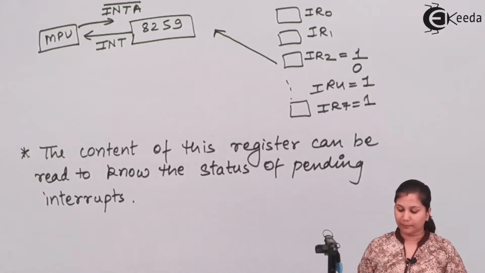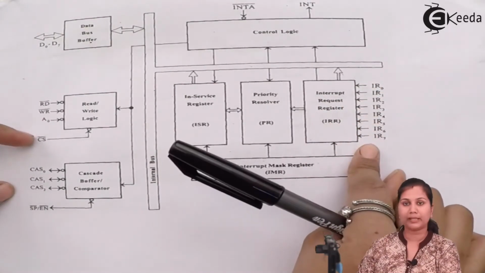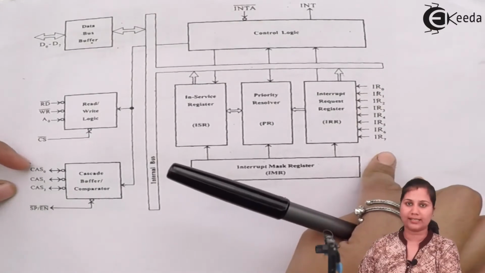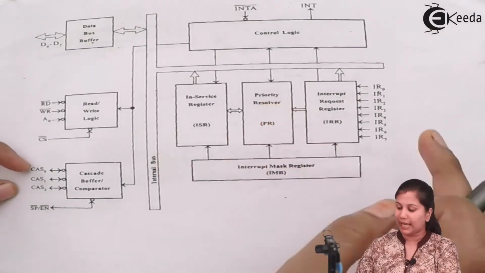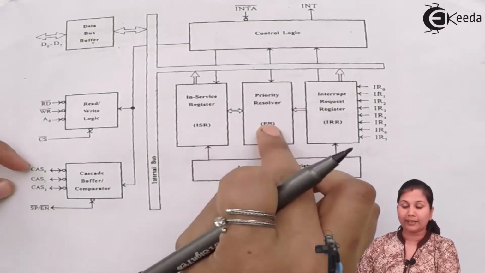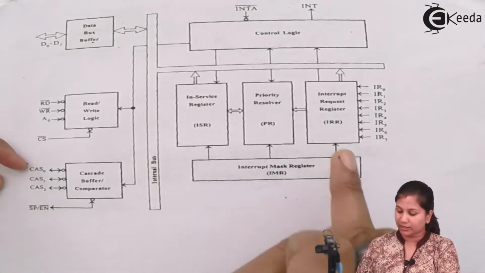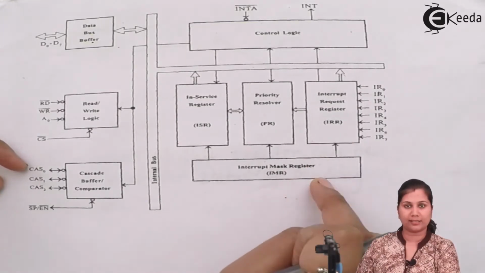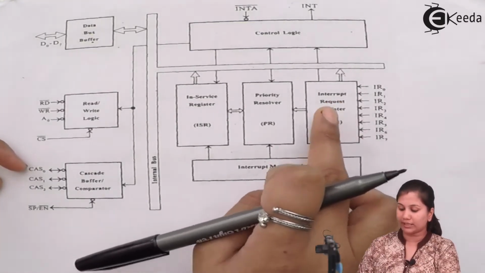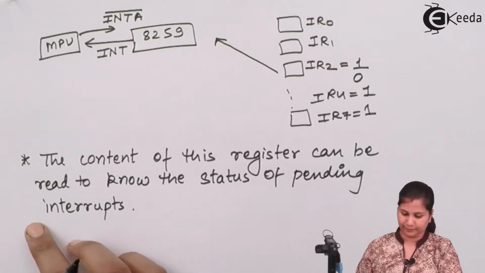Okay, so in the block diagram you can see that the interrupt request register has 8 input pins, which are IR0 to IR7, that is the 8 interrupt pins. And this interrupt request register gives its output to the priority resolver and also to the in-service register. So now we will study the interrupt mask register, which gives its output to this IRR. So the next block we will study is the interrupt mask register.